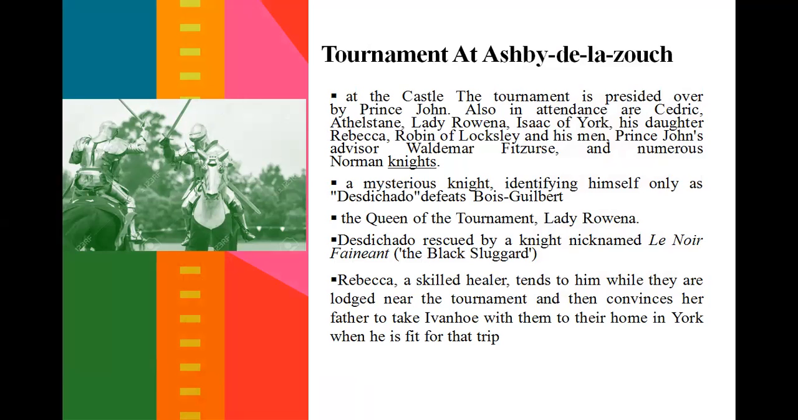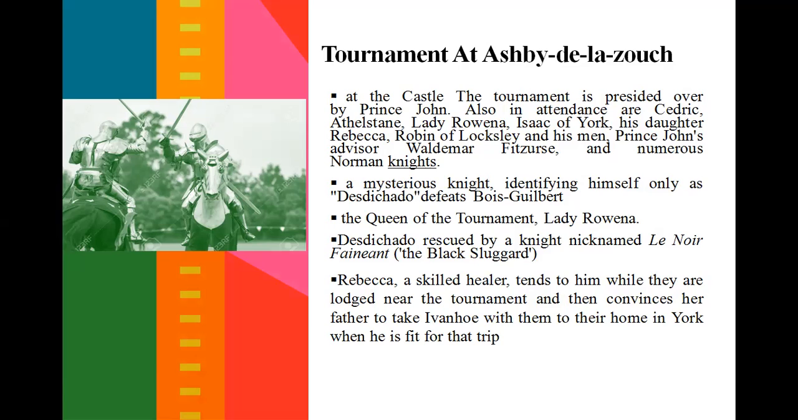This tournament is presided over by Prince John, and also in attendance are Cedric, Athelstan, Lady Rowena, Isaac of York, his daughter Rebecca, Robin of Locksley, that is Robin Hood, and his men, Prince John's advisor, Waldemar Fitzurse, and numerous Norman knights. It means all the major characters are present in this tournament. Now, in the beginning of this tournament, after a lot of defeats of the Saxon knights, one mysterious knight appears, and he identifies himself as Desdichado. Desdichado is a word which means disinherited, which gives us a hint that it might be Ivanhoe, as he has been disinherited by his father.